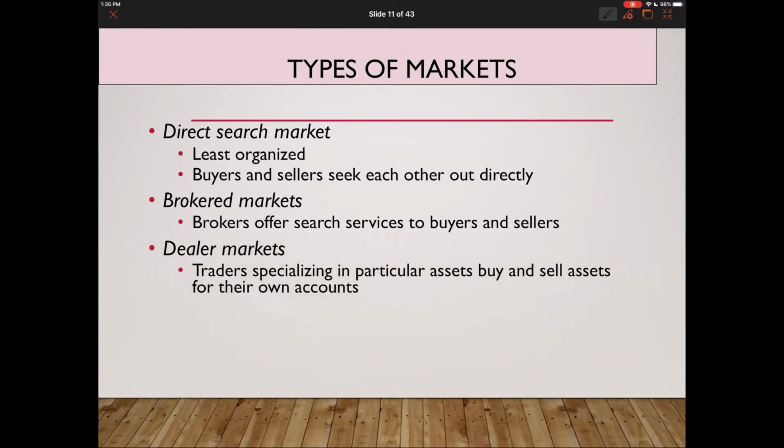You can think of the real estate market. You can also think of primary security markets as being brokered markets. Then we have dealer markets. Dealer markets have traders that are specializing in particular assets, buying and selling the assets for their own accounts. Easy example of a dealer market would be an auto dealer.